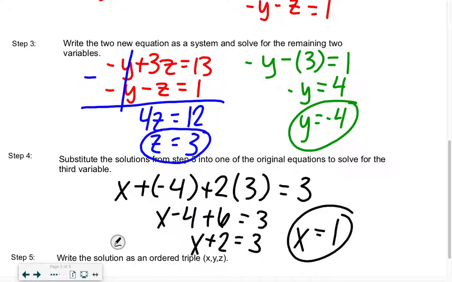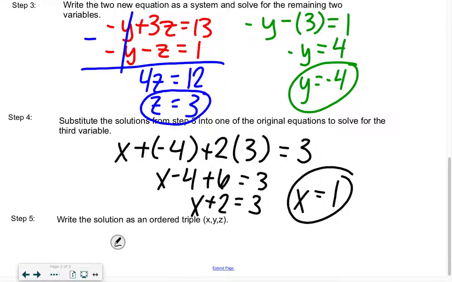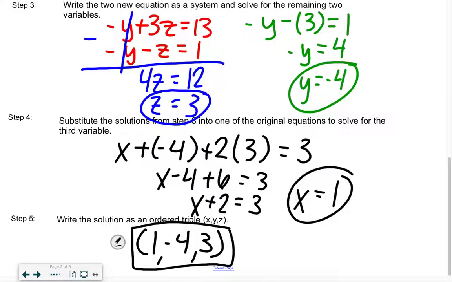And second to last step, write it as an ordered triple. What number goes first? 1. Second? 2, 4. And third? 3. You guys sound so excited.